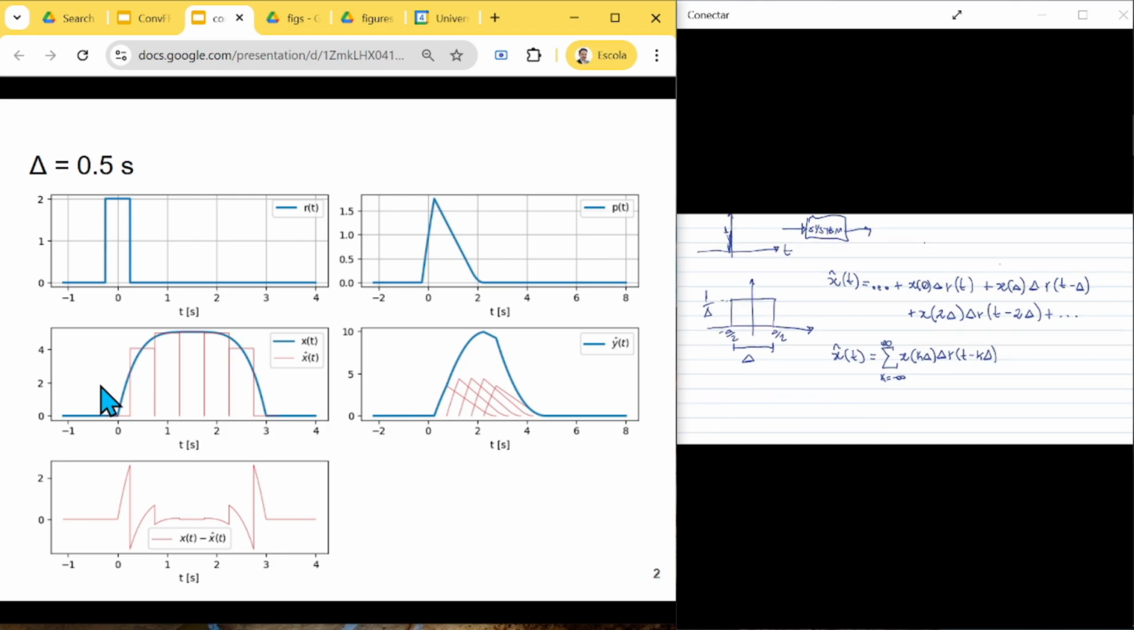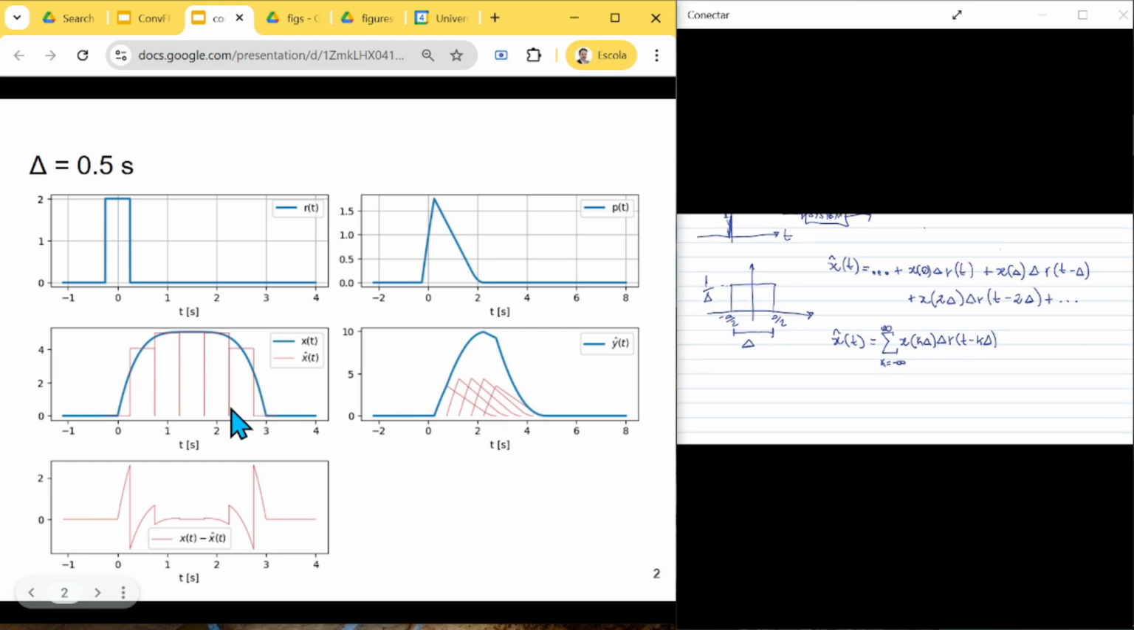This is how we approximate any x of t as a composition of r's of t. Then each of these r of t will produce an output p of t. I input this, I get this, I input this, I get this, and so on. So we can write an approximation of what will be the output of the system for this x of t. We just substitute the r of t with p of t here.